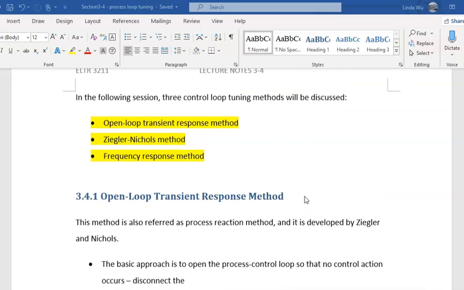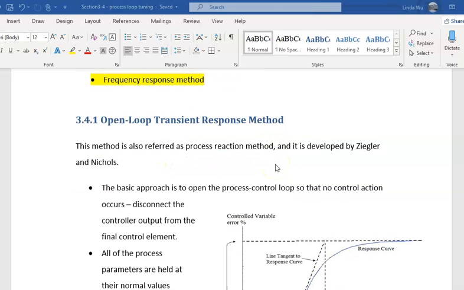Hello, we continue with this chapter 3-4. We have three methods to tune: the open loop transient response method, the Ziegler-Nichols method, and the frequency response method. And the first one is the open loop transient response method. This method is referred to as the process reaction method, also devised by these two engineers.